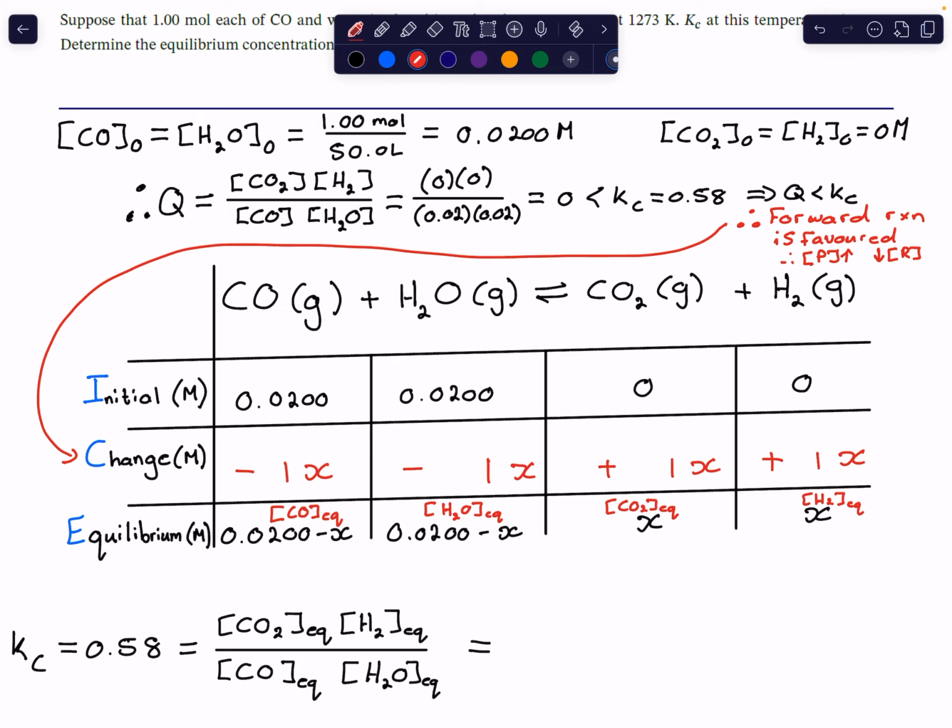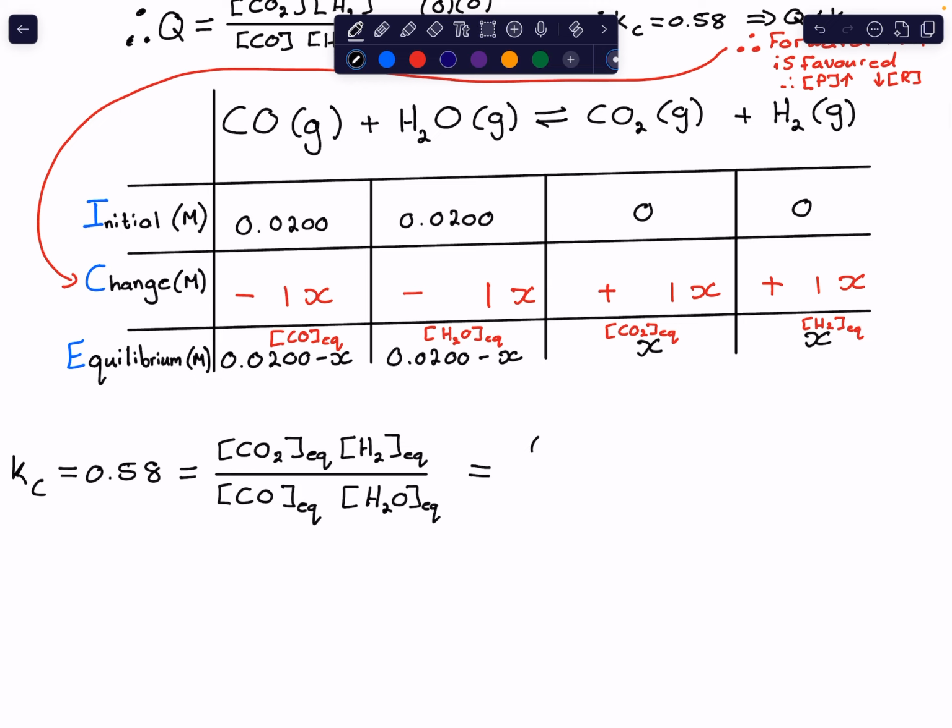Right, so now once you've reminded yourself of that, let's put them in their places. Each of these, you can see CO2 at equilibrium has a value of x, hydrogen has a value of x, CO has a value of 0.0200 minus x, and water vapor has a value of 0.0200 minus x. Okay, maybe extend this line a little bit.